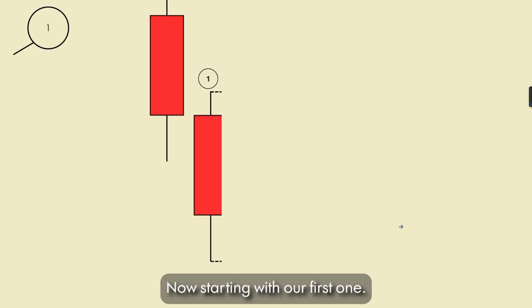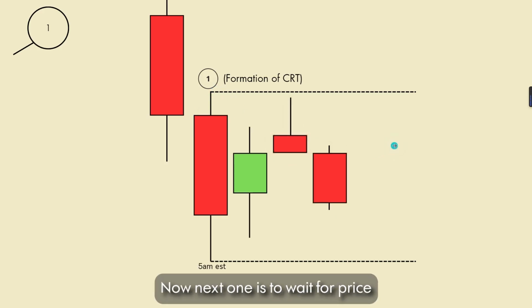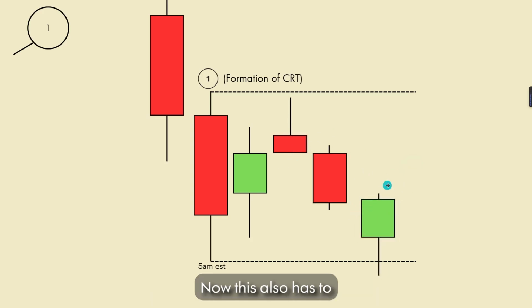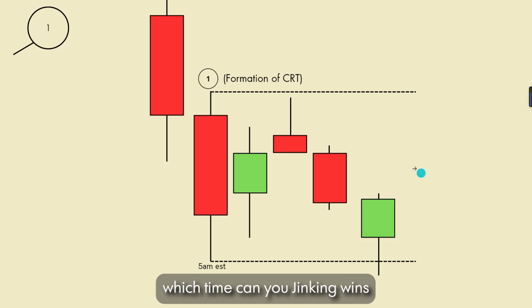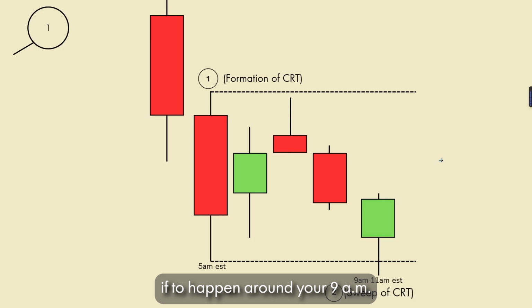Now starting with our first one, this is based off of our general formation of our candle range. Okay, going back to what we always look for. We look for a specific candle, a specifically timed candle, and then we mark out that high and low point. Now, the next point is to wait for price to actually play around within this range, but then actually create a sweep. Now, this also has to be a time sweep, which would depend on which time candle you're trading. For instance, if you're trading your 5 AM candle, you want your sweep to happen around your 9 AM to 11 AM Eastern Standard Time.